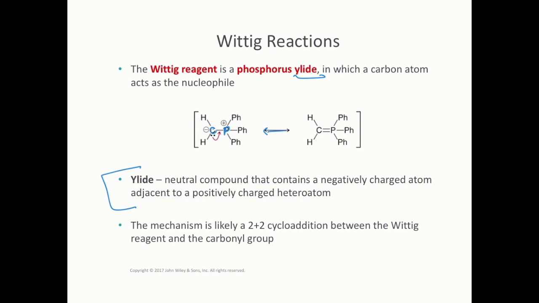And there are two resonance structures. So sometimes you'll see the Wittig reagent drawn like this. Sometimes you'll see it drawn like this. Both are fine. And then the mechanism is like a 2+2 cycloaddition between the Wittig and the carbonyl group.